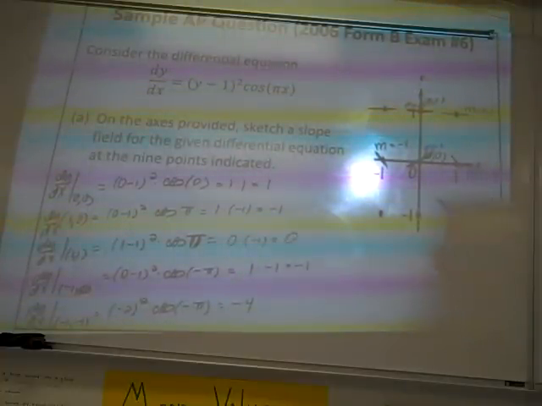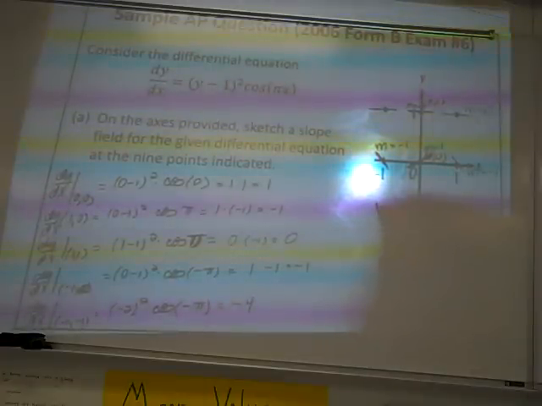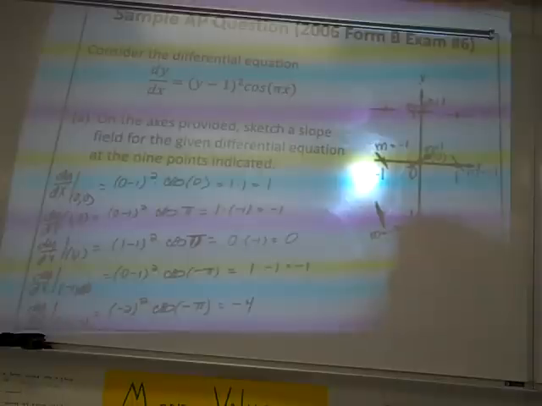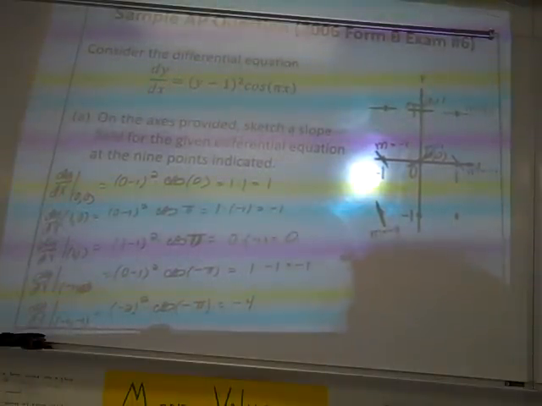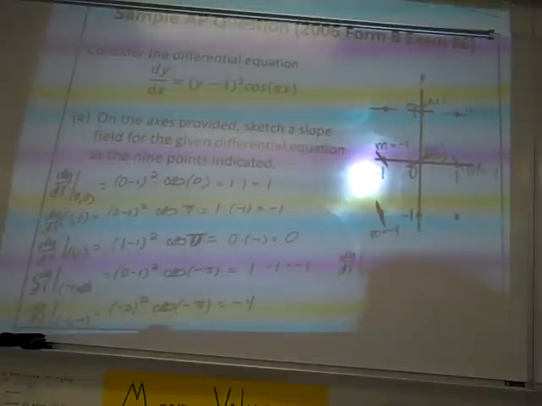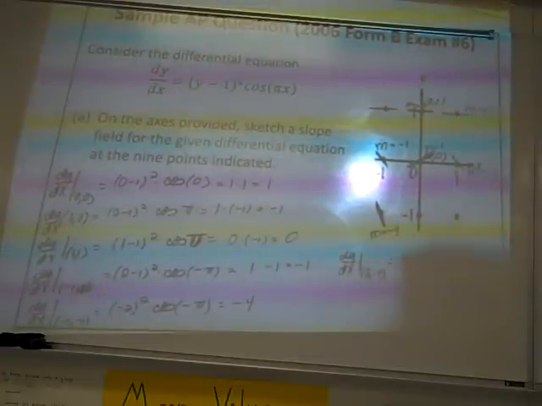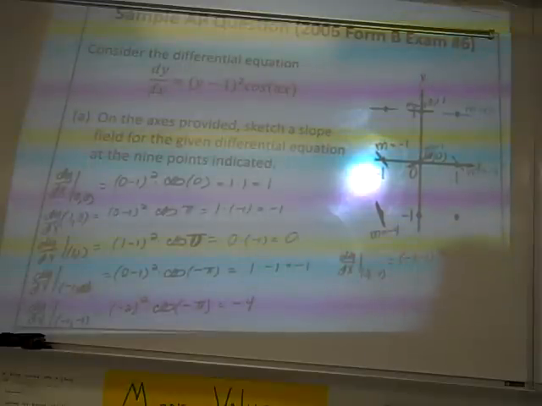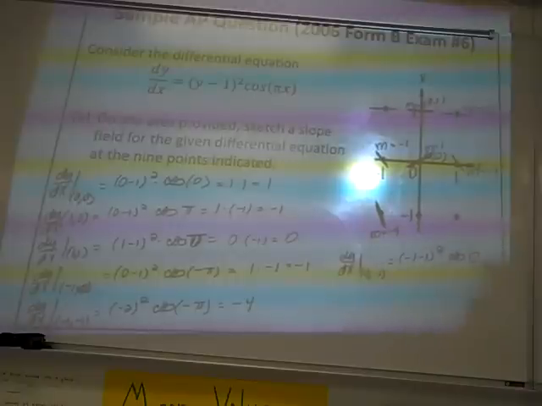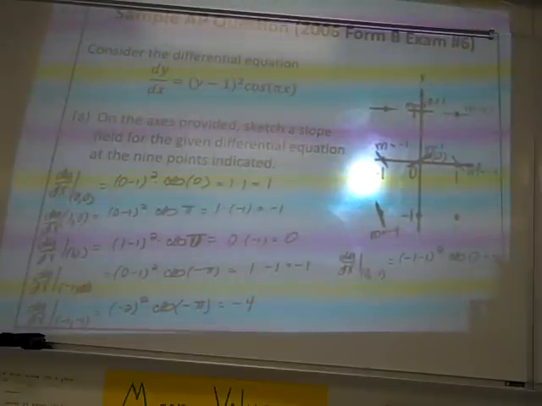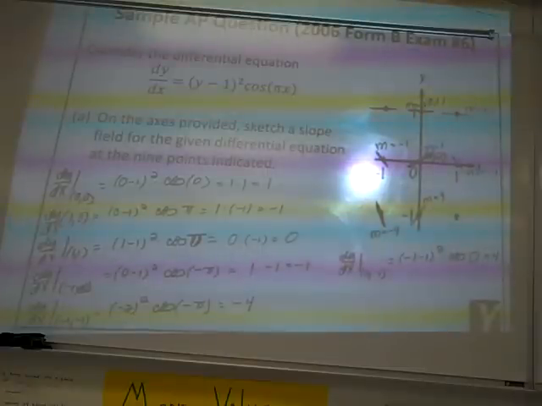So in order to do this, I want to show that my line is decreasing even faster than it was before. So that's, for me, that slope of -4. dy/dx at (0, -1) is going to be (-1 - 1)^2 times cosine of 0. (-2)^2 is 4, times 1 is 4. So now this is going to be increasing.